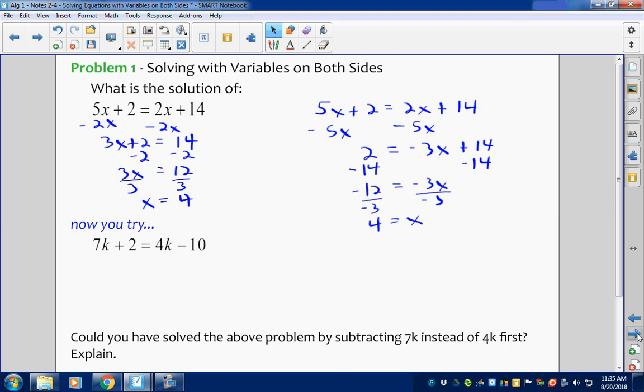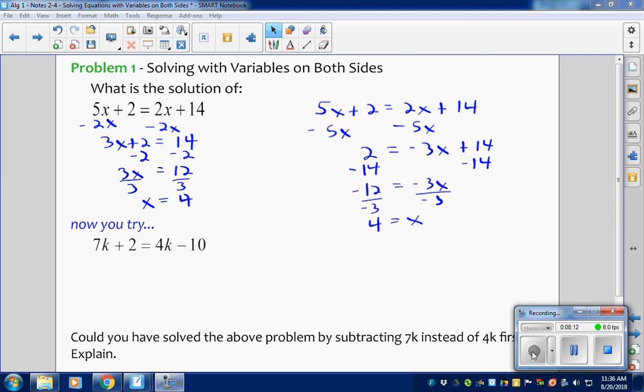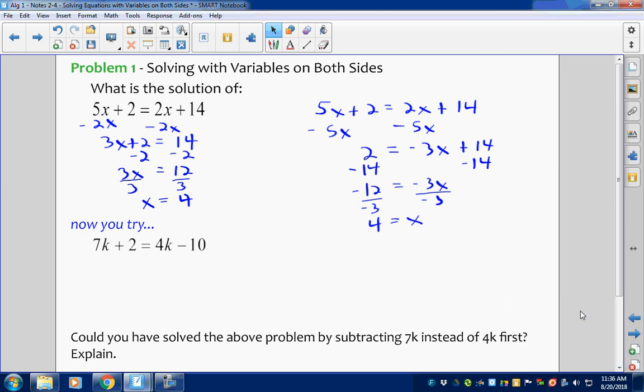So why don't you try the next one here? I'm just going to give you like 1 minute to try it. And then I'll put the solution up. Okay, so this one ends up being k equals negative 4.